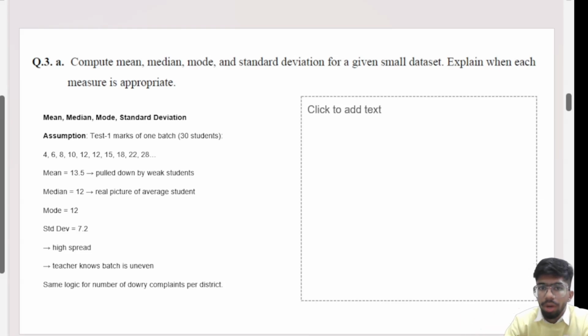Third, the mode. The mode, which is the most frequently occurring value, is 12. Mode helps us understand the most common patterns in the dataset. For example, if 12 marks appear most frequently, it suggests that a large part of the class is scoring near that level. Standard deviation is approximately 7.2.